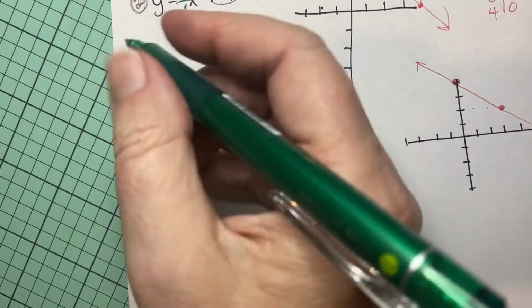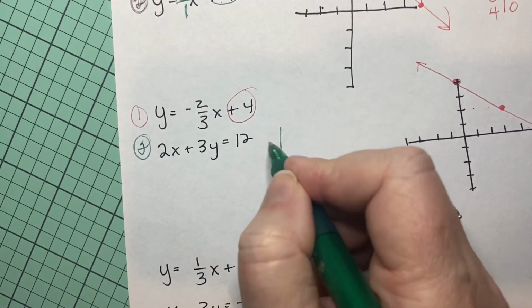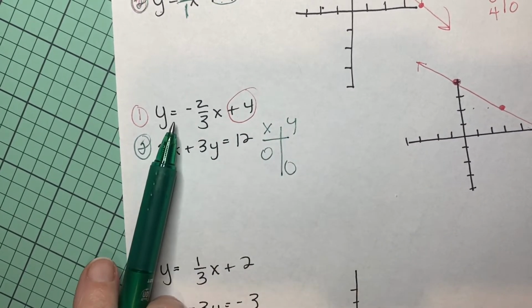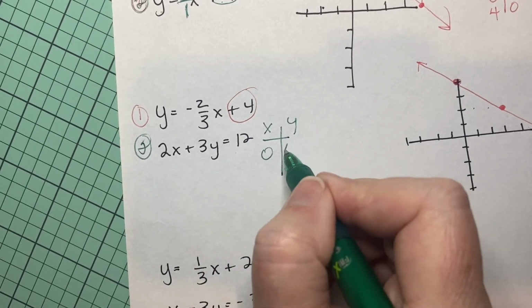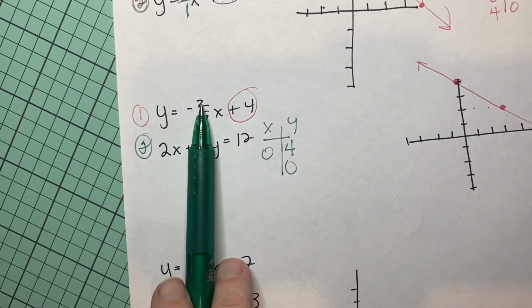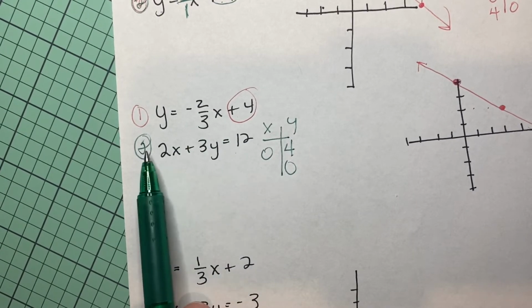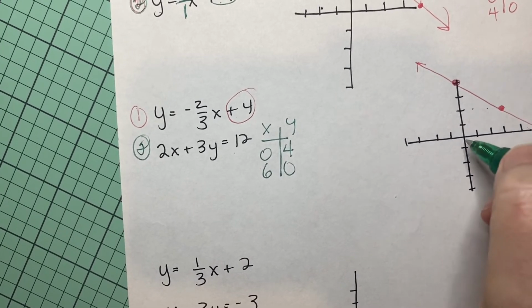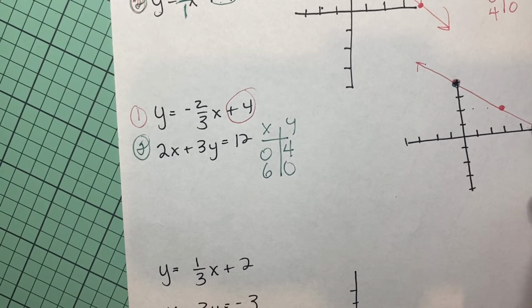Then for the second line, we'll do it in green. It's not solved for y, so the easiest way to do it is with x and y intercepts. So when x is 0, you cover up your x. So 12 divided by 3 is 4. When y is 0, you cover up your y. And so do you see you have left 12 divided by 2 is 6. So here I have the point 0, 4. So same point there. And then 6, 0, which is right here.